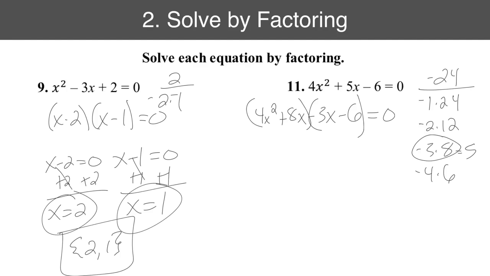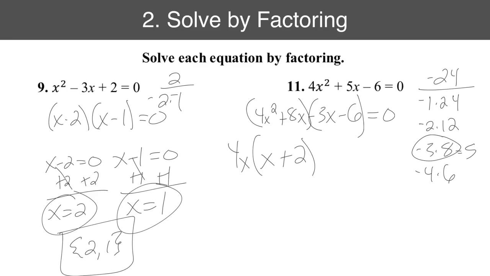Now you group the first two together, group the last two together, and factor out what they have in common. So what do 4x squared and 8x have in common? 4, and they also have an x in common. So we pull a 4x out, and then we write back what's left over. If we pull a 4x out of the 4x squared, all that's left is an x. And if we pull a 4x from 8x, all we're left with is 2.